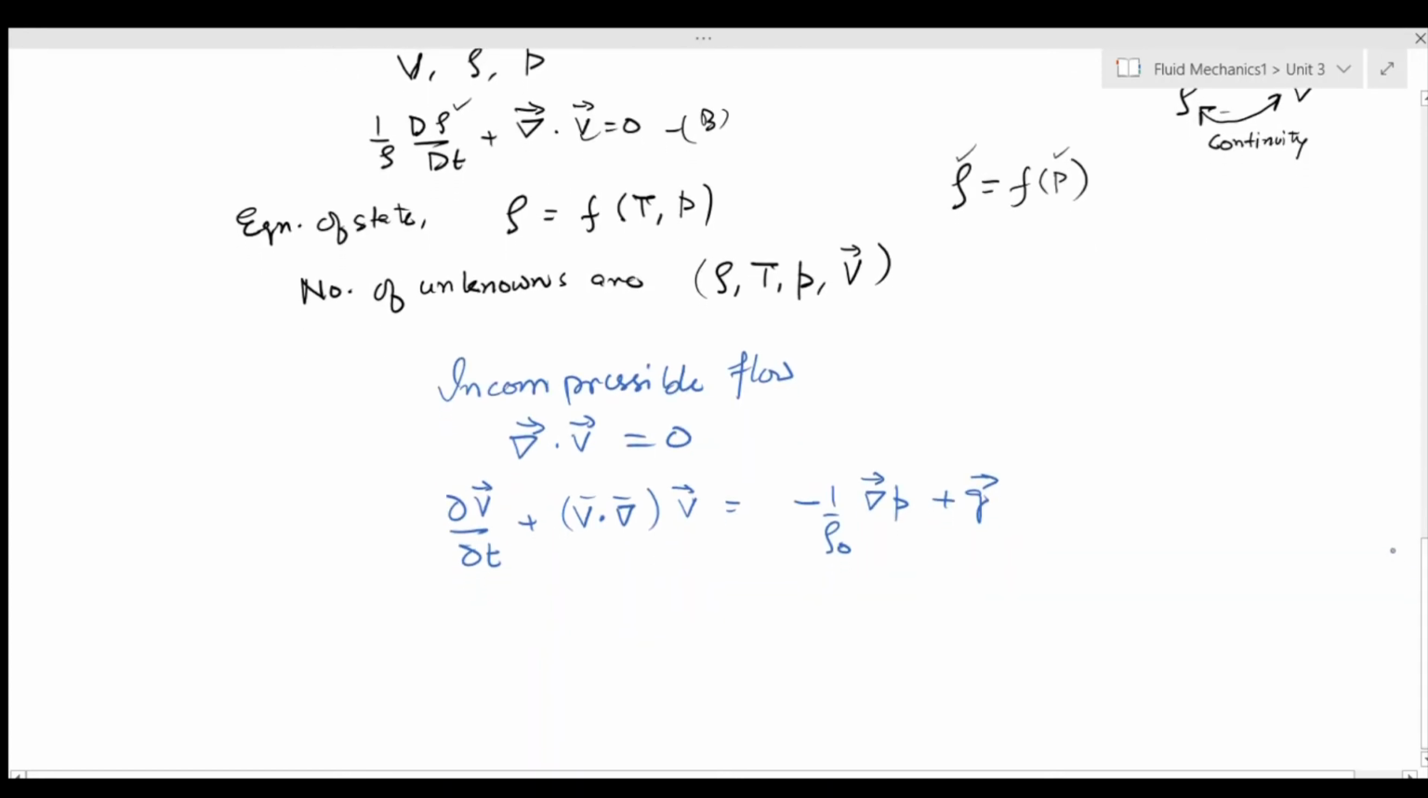Okay, and you can see two equations and two unknowns. We have pressure and we have velocity. Density here is constant, it's not changing, and that's why we have incompressible flow. The density is not changing with pressure or temperature here.